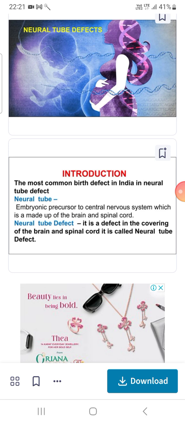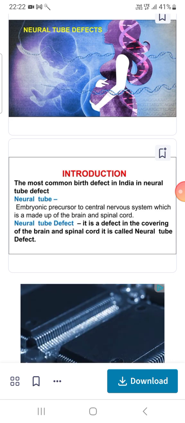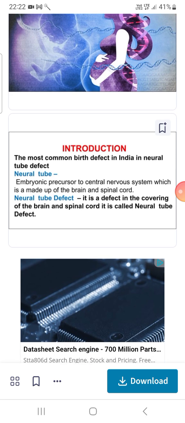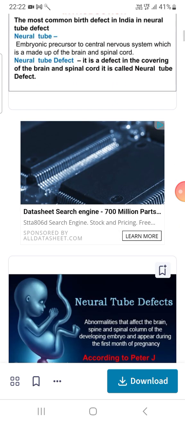A defect in the covering of the brain and spinal cord is called a neural tube defect. Actually, the neural tube is present in the brain and spinal cord, and it covers the total area of the brain and spinal cord. So some mental retardation and developmental delay problems develop. This is also one of the birth defects; by birth this type of defect occurs in the body.